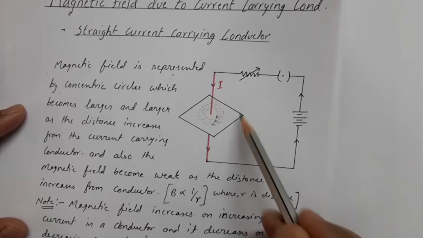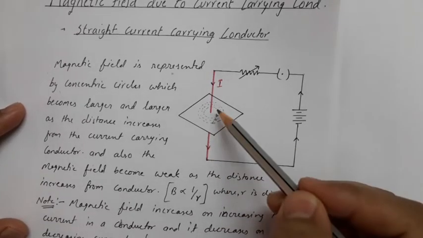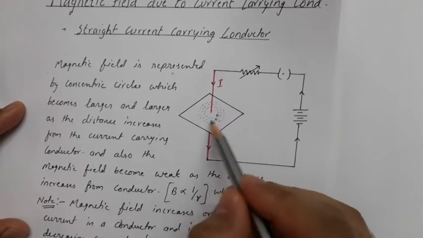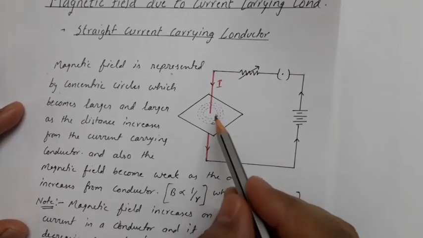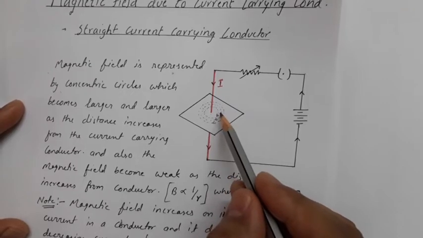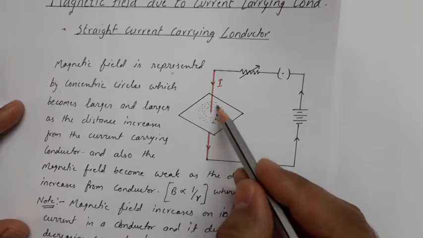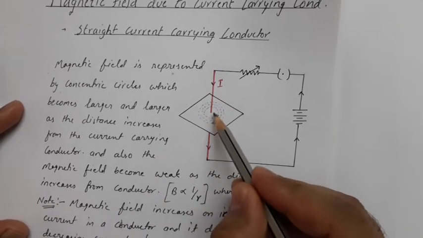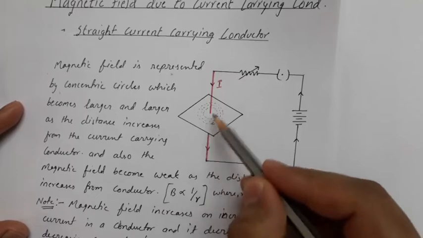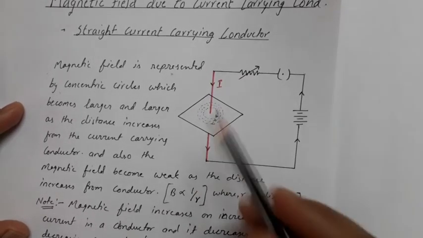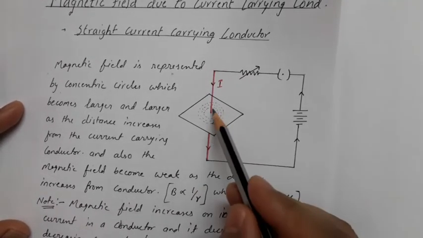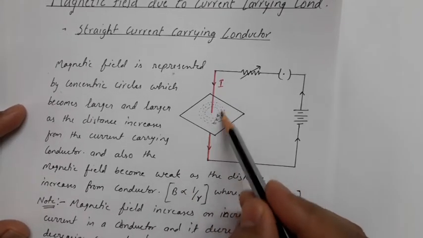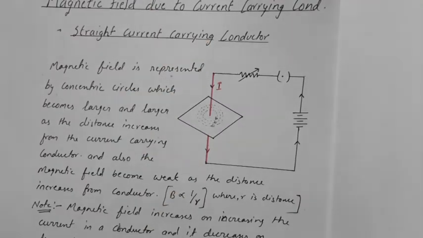Suppose this is a cardboard and this red color is a conductor, and this conductor is passing through the cardboard, and we will spread iron filings around it. Then the iron filings will automatically organize themselves in a circular form, or we can say that the direction of magnetic field will be in a concentric form. So how can we say that? Because the iron filings organize themselves in concentric circles, and this pattern will be the direction of magnetic field around a straight current carrying conductor.